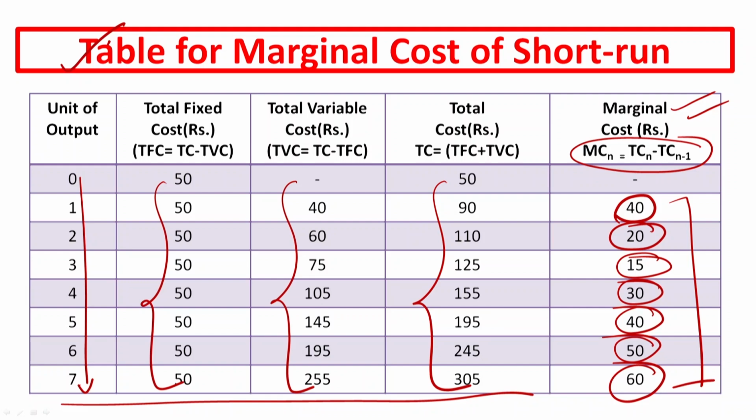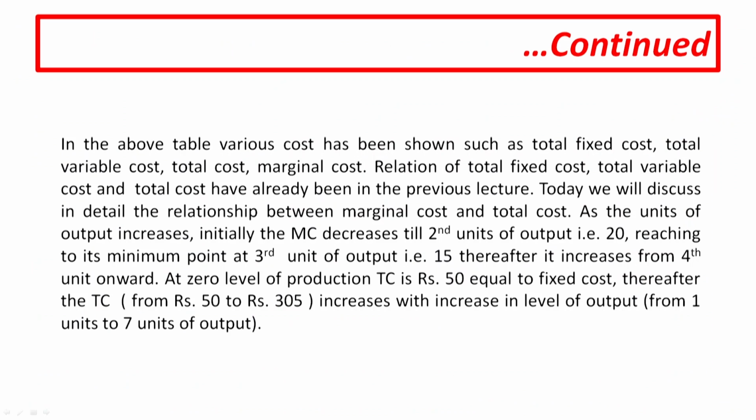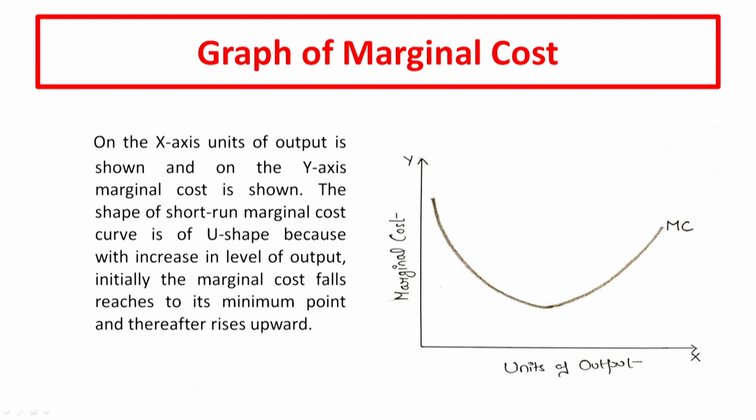So, you can say that marginal cost is not related to the fixed cost because fixed cost remains constant. So, marginal cost is affected by the variable cost. So, you can see that marginal cost is reducing, reaching its minimum point and thereafter increasing. This is the explanation I have given you just now. And as I already told you, marginal cost is U-shaped.